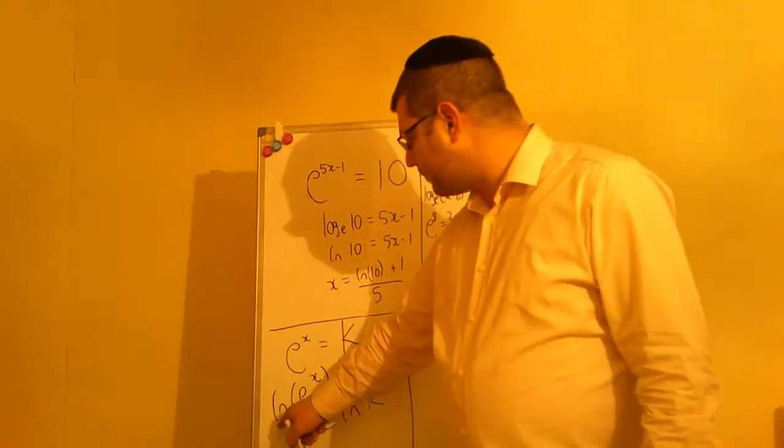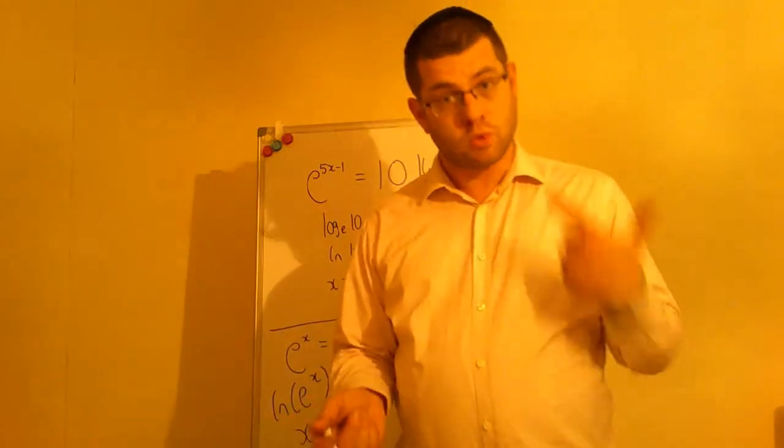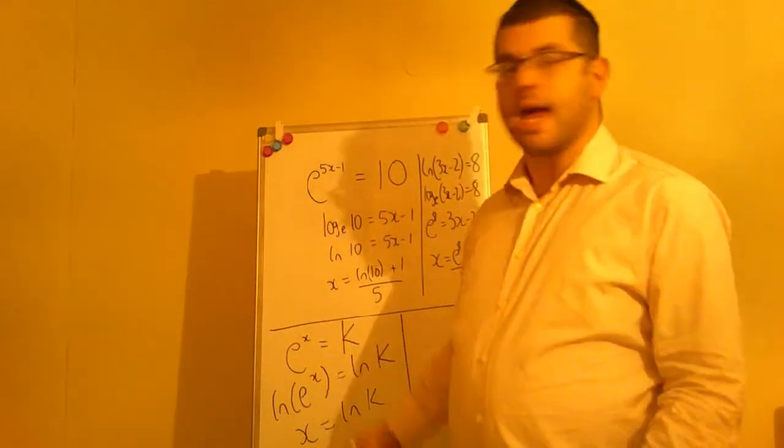Which also makes sense, because if you write ln as log base e of e to the x, we've seen using logarithms, that's also x. Log base e of e to the x is x.